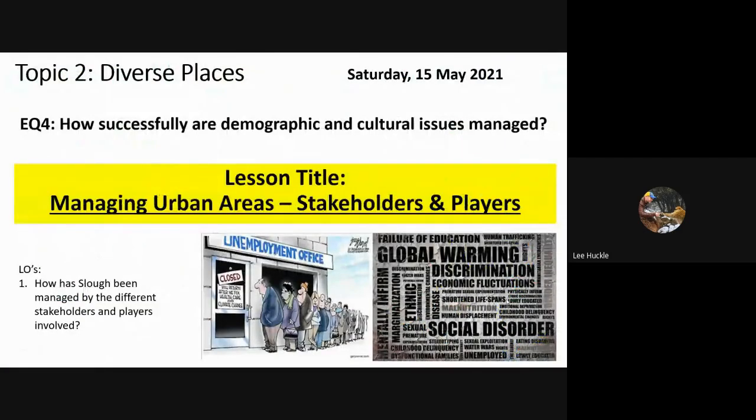EQ4 then looks at managing urban areas, and in particular looking at stakeholders and players. And you really have delved into a case study here. And as the learning outcome says, how has Slough, I always call it Slough in the lesson, and people get very annoyed with me, how has Slough been managed by different stakeholders and players involved? So again, bringing all of that knowledge and information together from previous lessons and bringing it into an example.